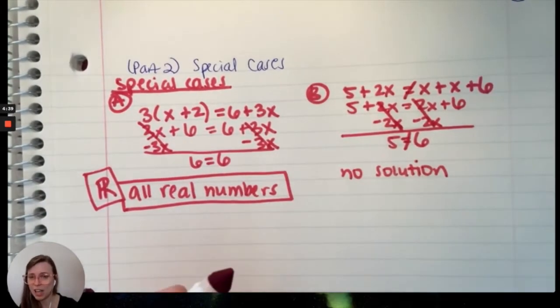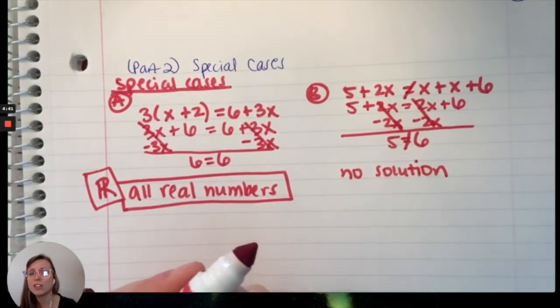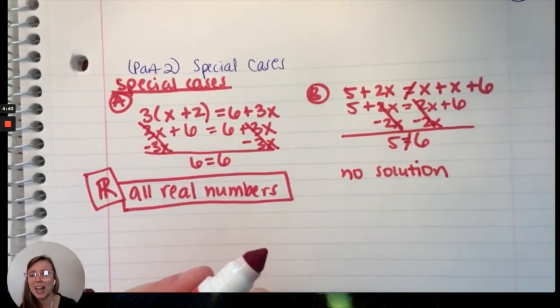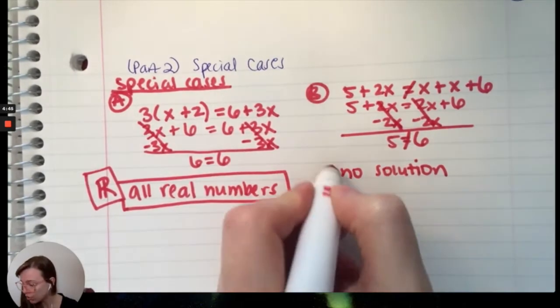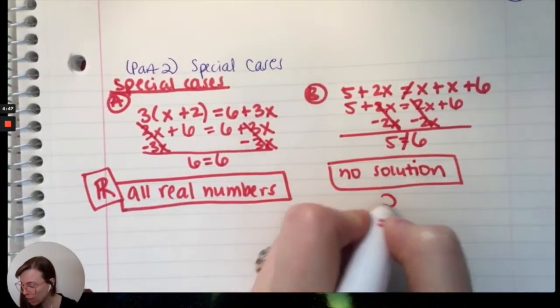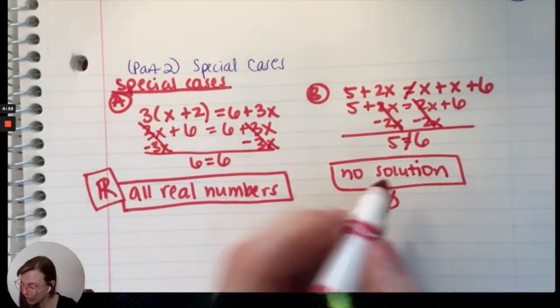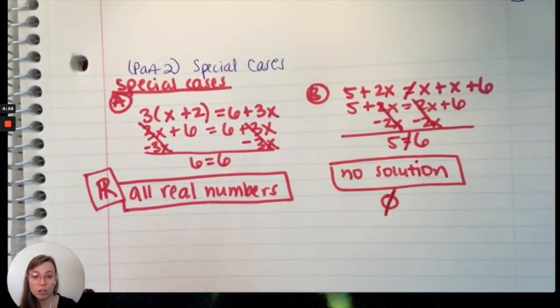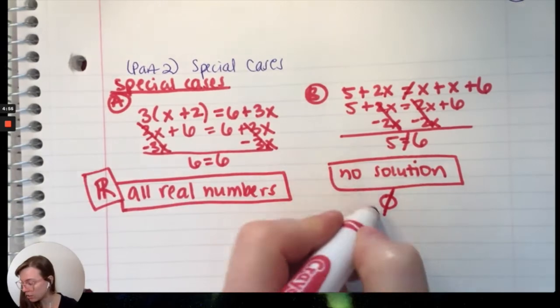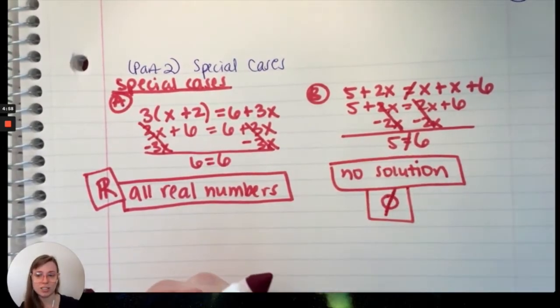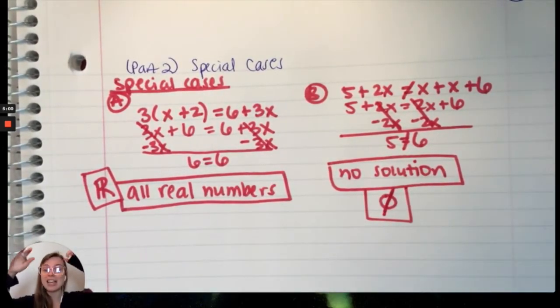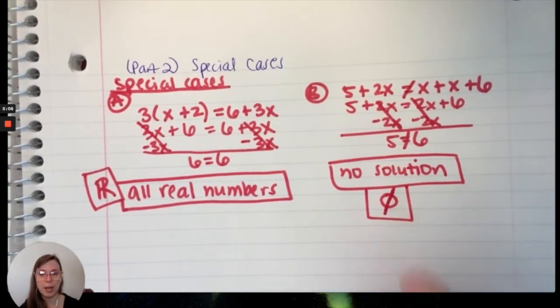The left-hand side can never equal the right-hand side. There's no x, there's no value that would ever make this true. So your answer can be no solution, or you can do the fancy symbol. When you do this symbol, make sure the slash goes all the way through the 0, because otherwise it'll look like a 0. Because some people write their zeros with a slash inside of it, so make sure this slash goes all the way through it and extends beyond it, okay?